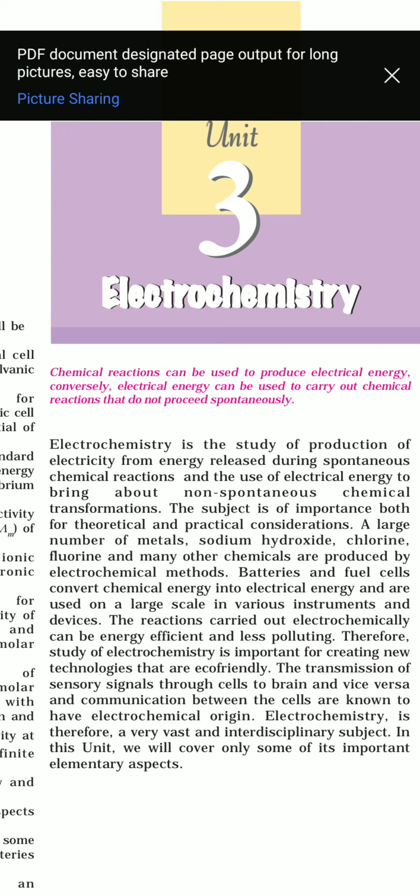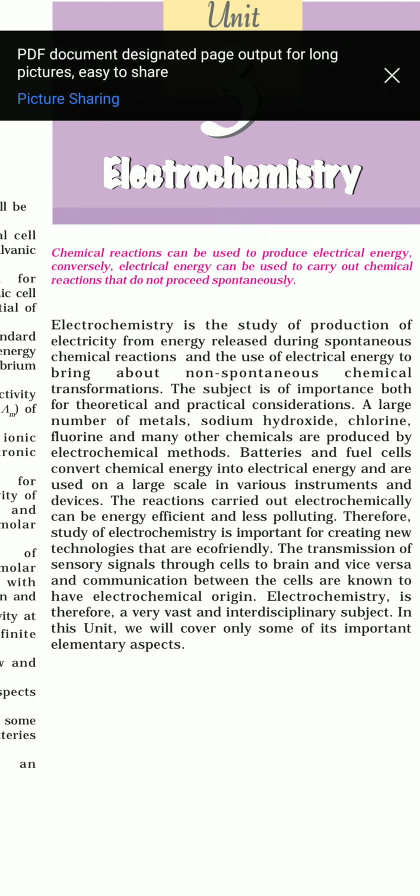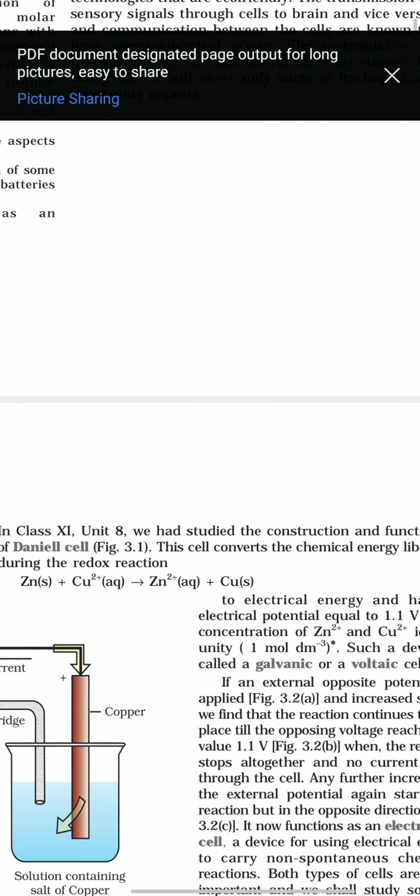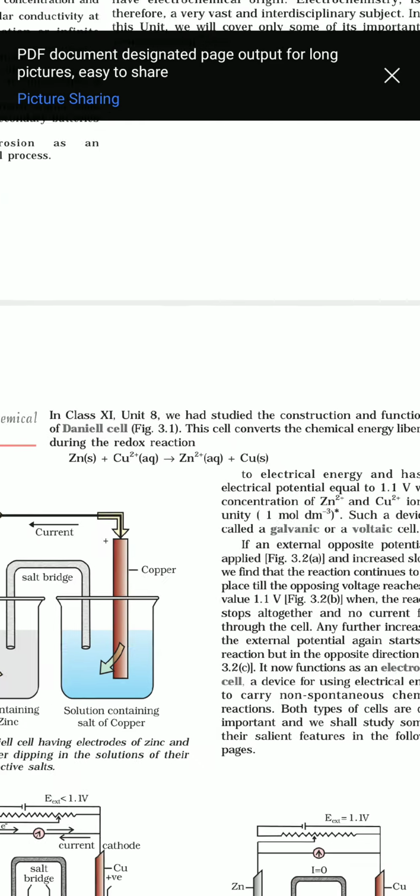Good morning, children. We are going to study about electrochemistry. In electrochemistry, we are going to study about the production of electricity from the energy released during spontaneous chemical reactions. Chemical reactions are taking place and electricity is being produced. We study this under electrochemistry.